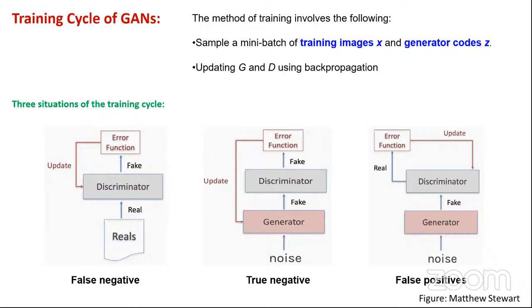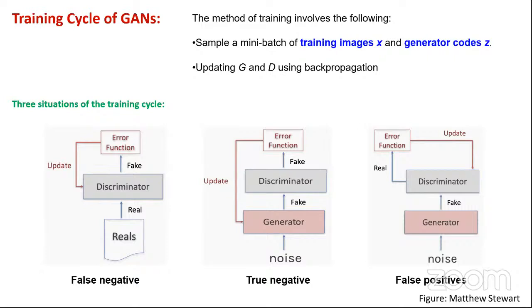The generator generates a fake image, and the discriminator gives it a very low score. That's a true negative scenario. So the generator has not been able to successfully fool the discriminator. So now the generator requires an update.